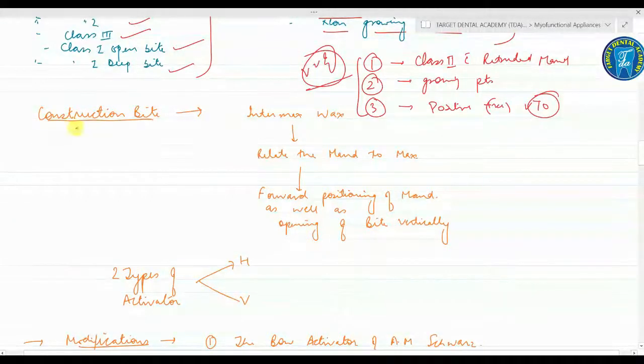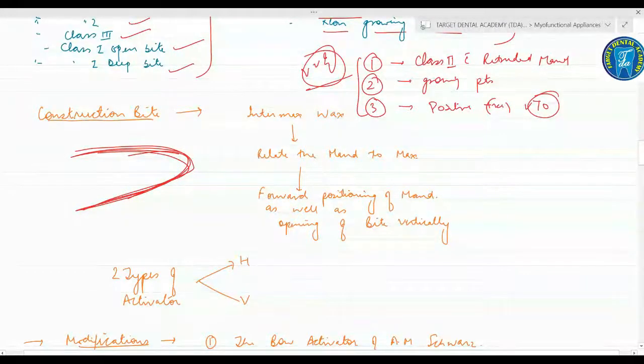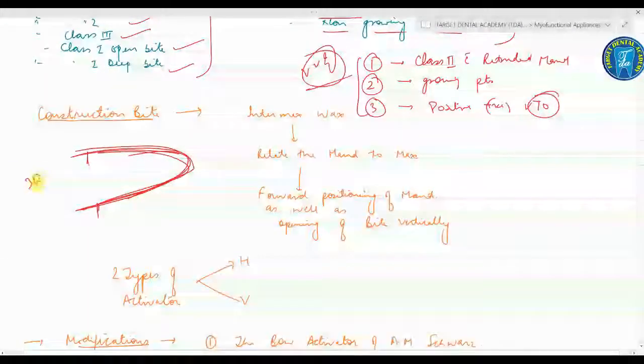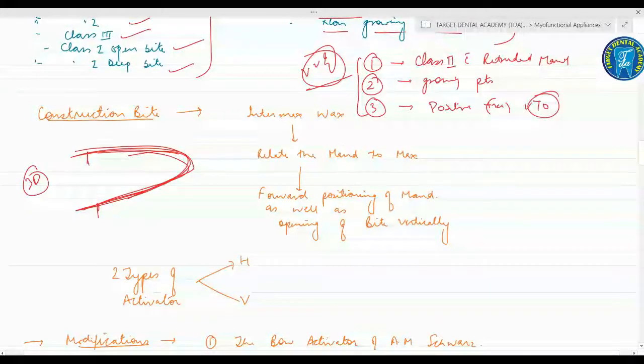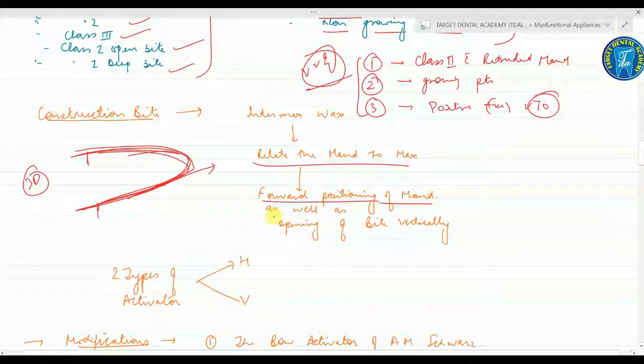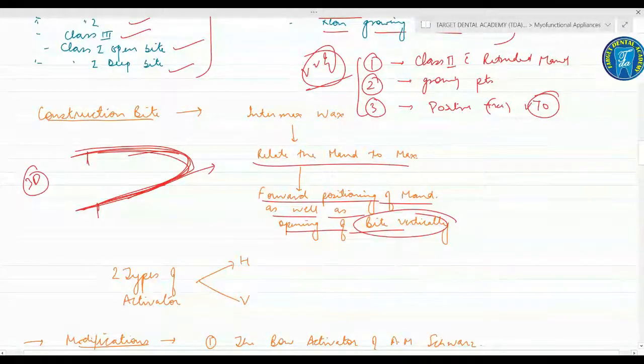Fine. So after this, coming on to the construction bite. The construction bite is an intermaxillary bite, or intermaxillary wax record, which is used to relate the maxilla to the mandible in all the 3 dimensions. Fine. So they are used to reposition the mandible in a forward direction. In this, the forward positioning of the mandible as well as the opening of the bite is measured.